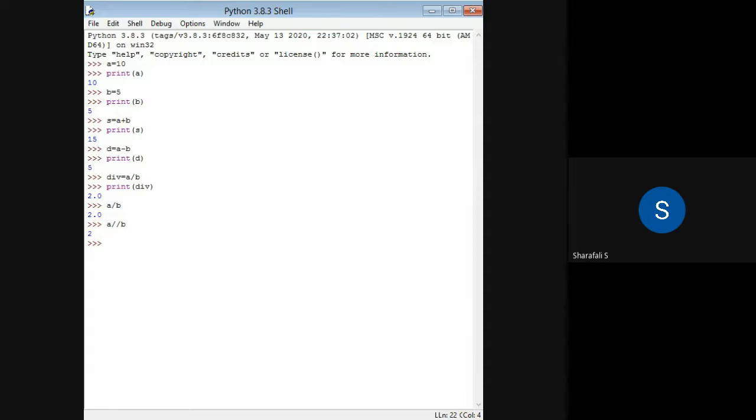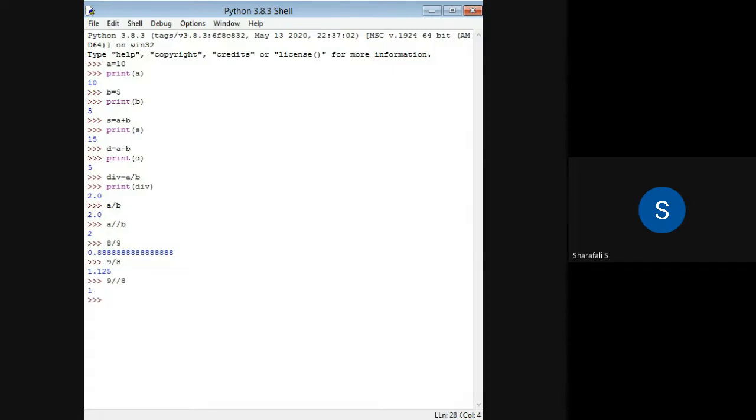Now we can also consider some other values. For example, let's say 9 by, sorry, 8 by 9. What is 8 by 9? 0.88. If I consider 9 by 8, then I will be getting 1.125. If I am doing that by using floor division, then I will be getting 1.